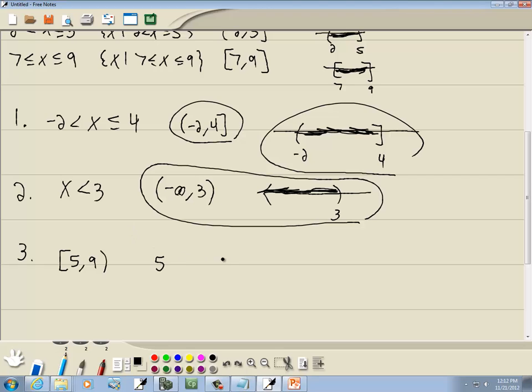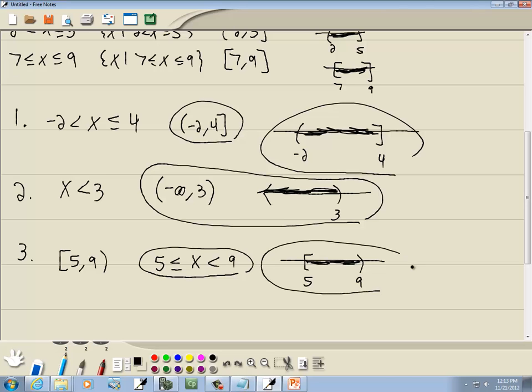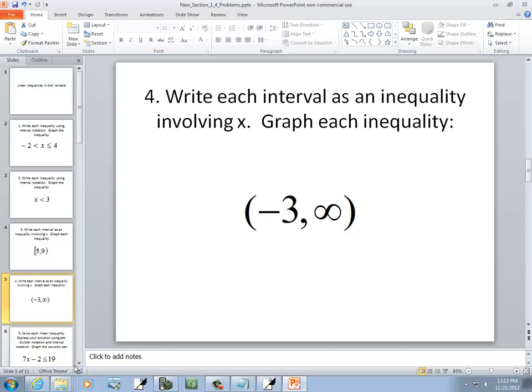So I got 5 and 9, and even if I didn't have the table, it's pretty straightforward. Bracket on the 5 includes it, so this is a less than or equal to. Parentheses on 9 doesn't include it, so that's just a less than. Now to graph it, if you have interval notation, again, it's straightforward. Bracket on the 5, parentheses on 9, and then we shade what's in between. One more of those.